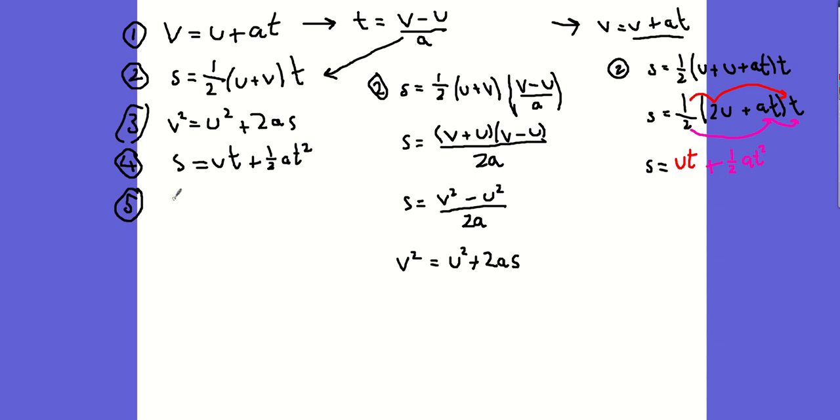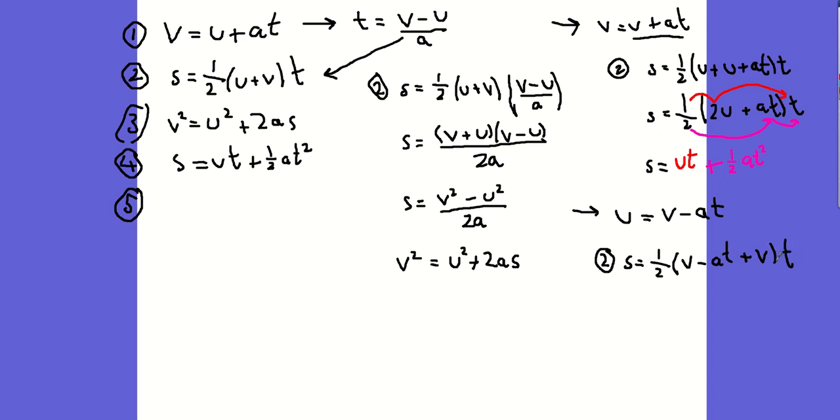Okay, now one more for luck. If I do the same thing as I did before, but instead of putting v in, I'm going to put u in. So if I rearrange number 1, u becomes v minus at by subtracting at. Then that goes into 2. So writing that again, s equals half. Then rather than u, I'm going to put this bit in, v minus at. Then I've got the plus v again. And then times by t on the outside.